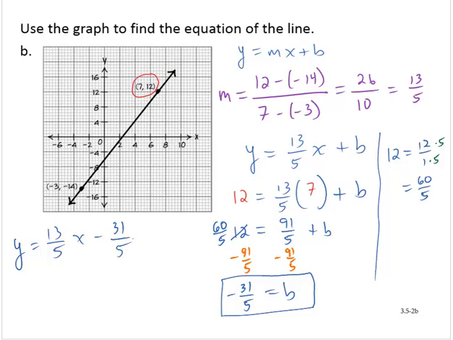Now, if you had decided to work in decimals, and there's nothing wrong with that because 13/5 or 26/10 is an exact decimal, we could have worked exactly in decimals and we would have had y = 2.6x - 6.2.